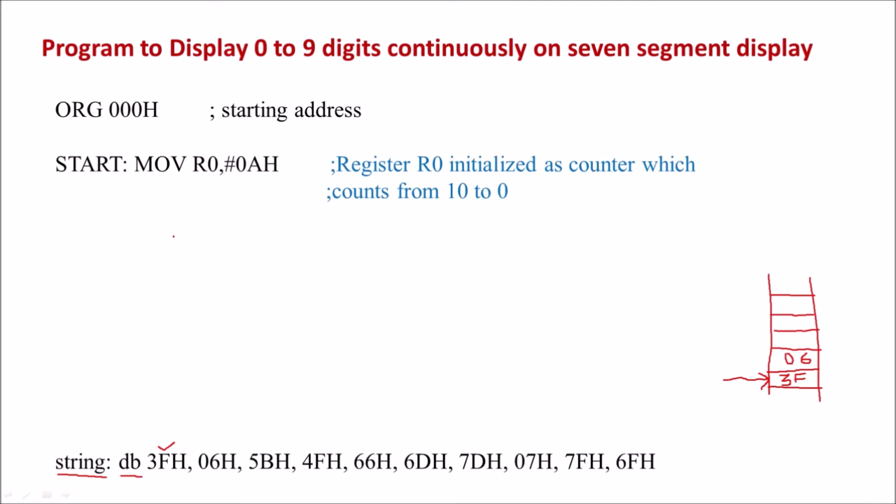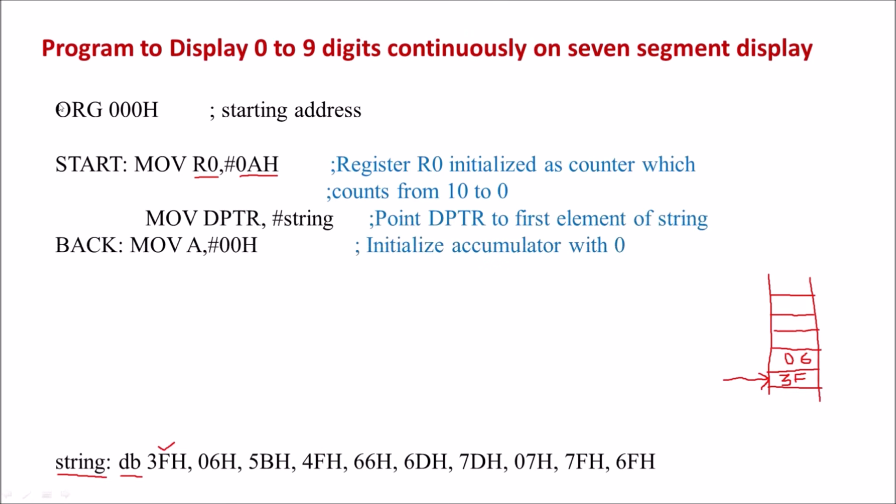So first we are storing 10 values in the lookup table. We'll read these values one by one and send them on port P1, because the segments are connected to port P1. So we want to read 10 values, and I have initialized a counter here. The R0 register is used as a counter and it is initialized with the value 10, 0AH in hex. The next is we'll use a DPTR register, that is data pointer register, to point to this lookup table.